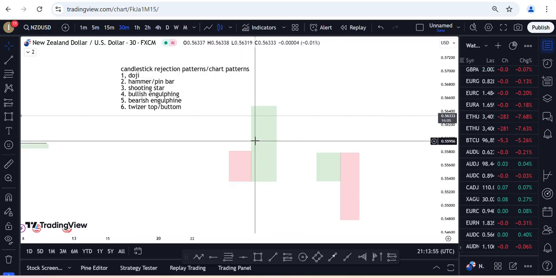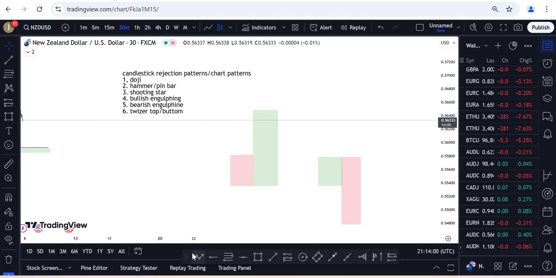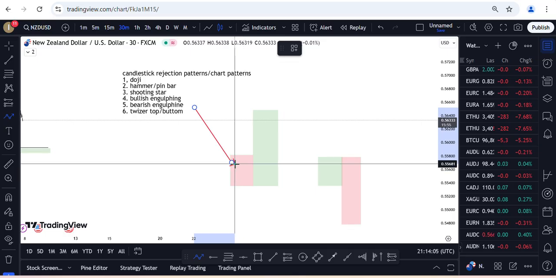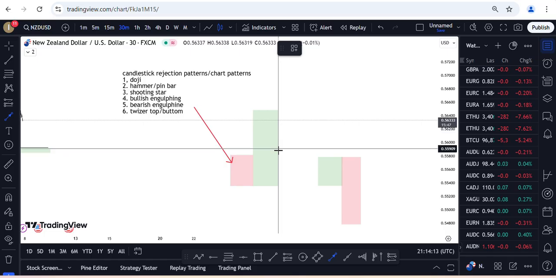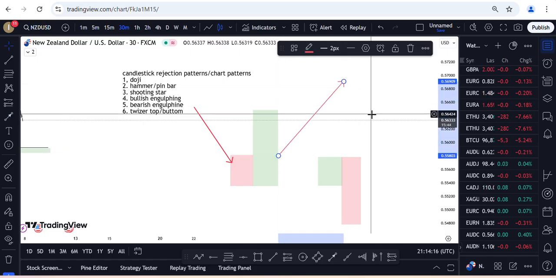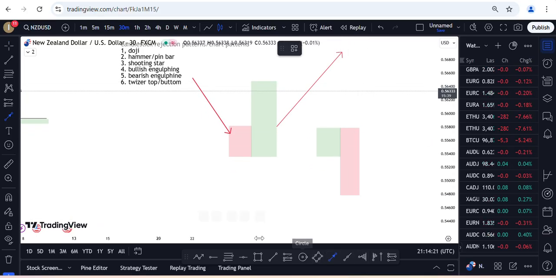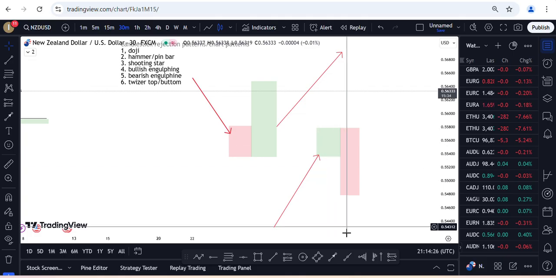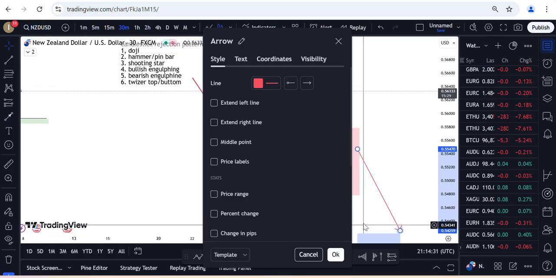So in this kind of scenario, price will be selling all the way down, and when price creates something like this, it is a sign of rejection that price wants to now buy all the way up. While for this other one, price could be buying like this and then create a candle like this, and then price will sell off.